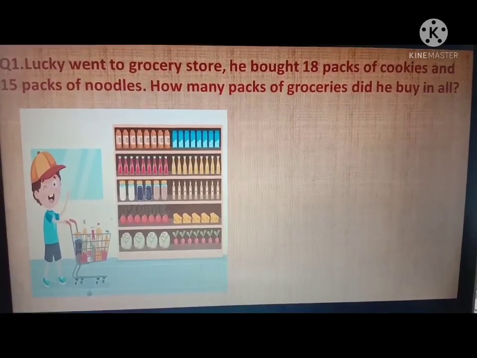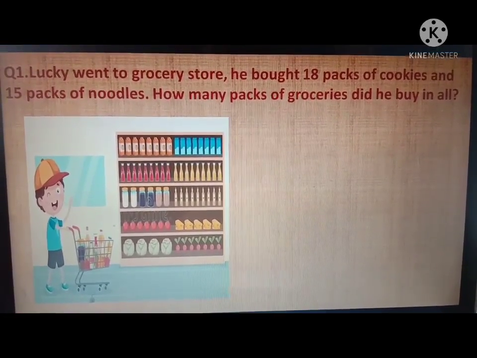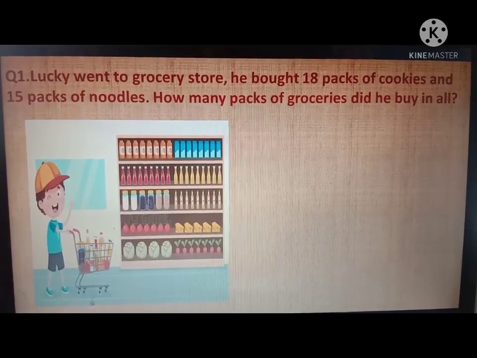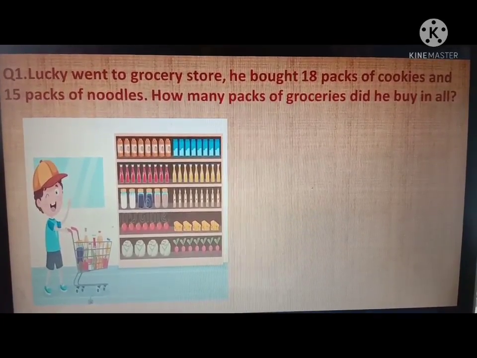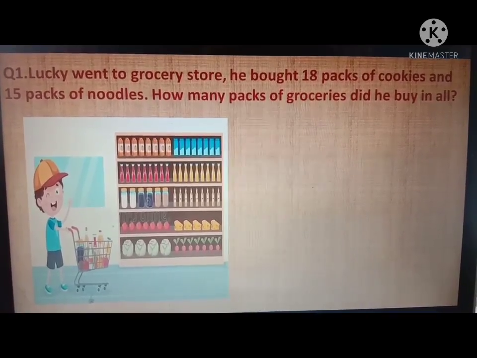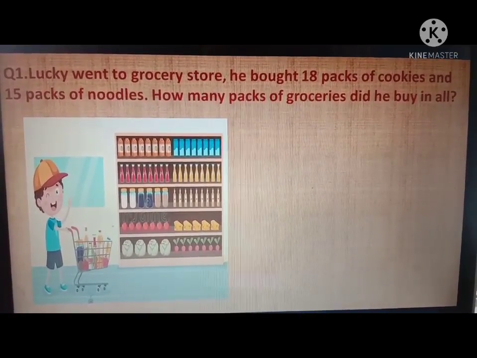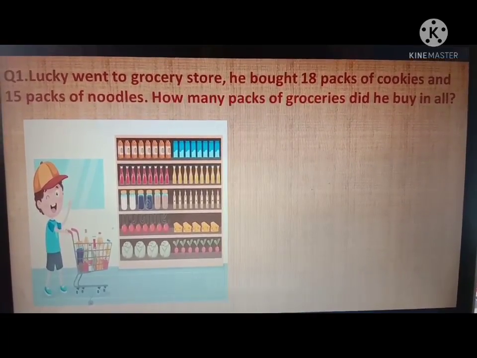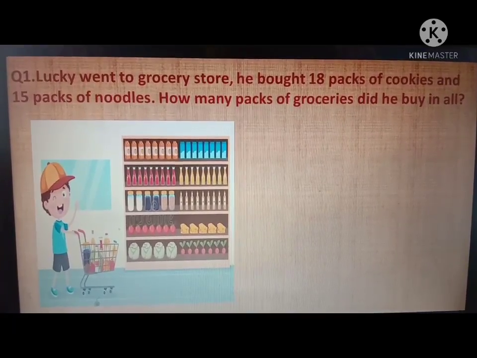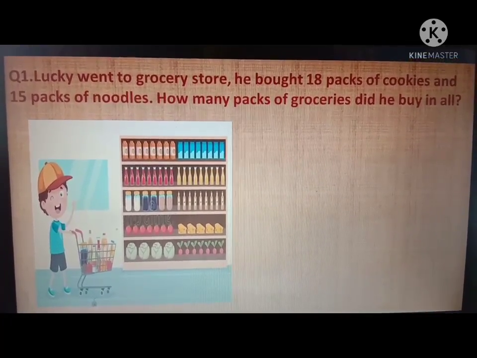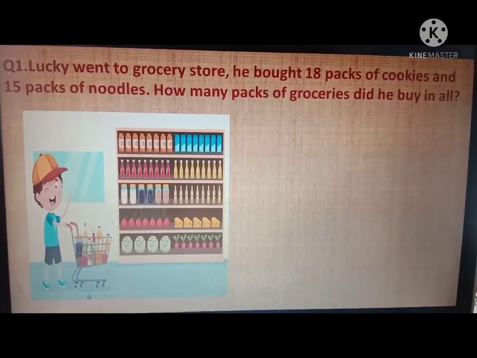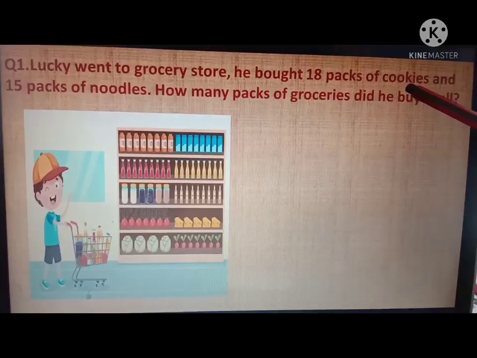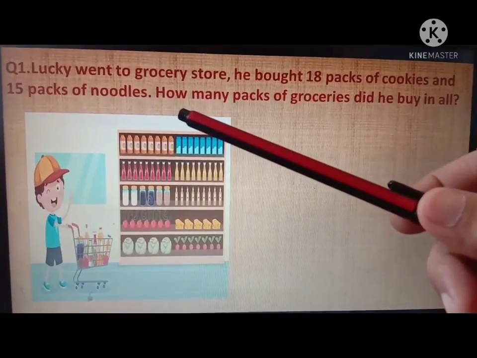Now, the first question is, Lucky went to grocery store. He bought 18 packs of cookies and 15 packs of noodles. How many packs of groceries did he buy in all? So first thing, we have to read the question carefully. The question is saying Lucky bought 18 packs of cookies and 15 packs of noodles.